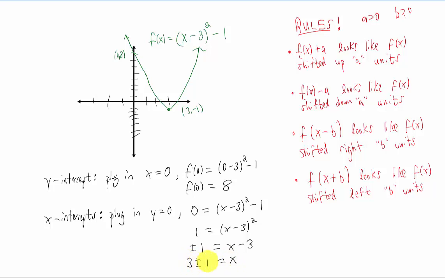That means we have 2 x-intercepts. One is at 3 plus 1, which is 4. And one is at 3 minus 1, which is 2. So I know where this crosses the x-axis here. I'll just put a big bowling ball there. That's the point (2, 0). And the other x-intercept, or zero, here is the point (4, 0).